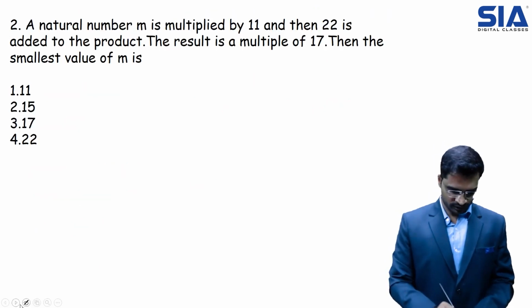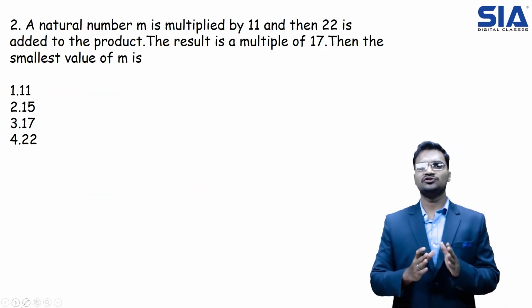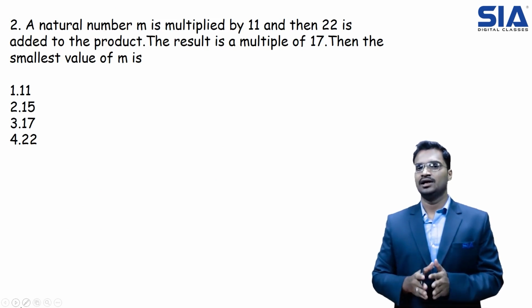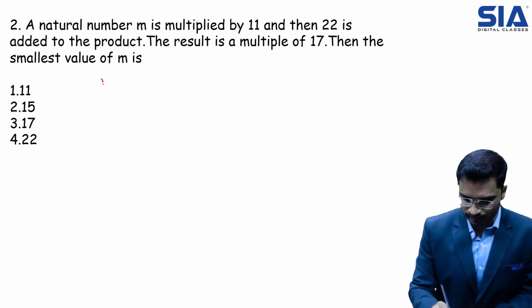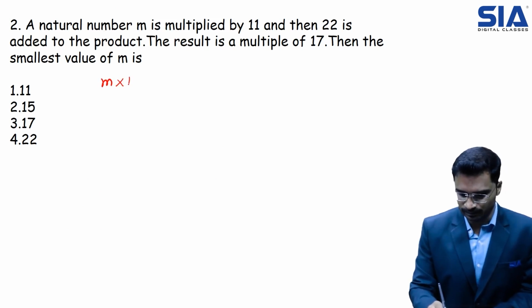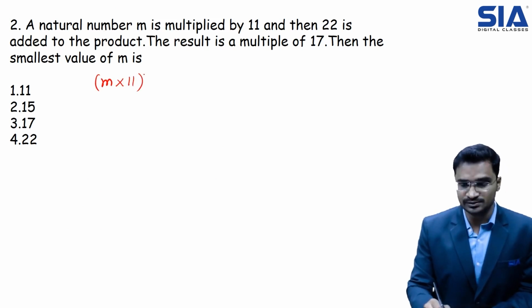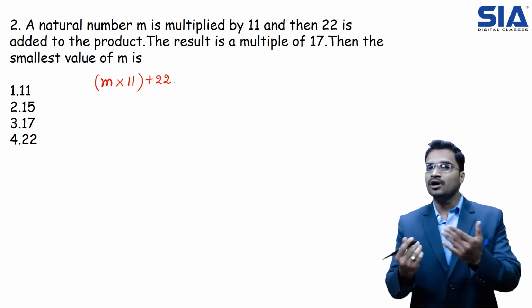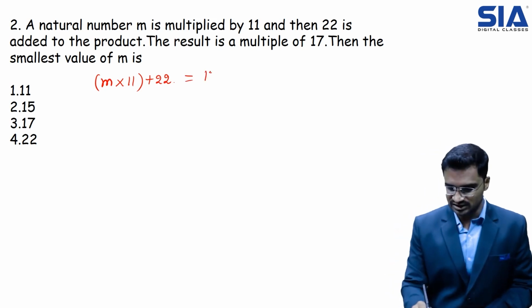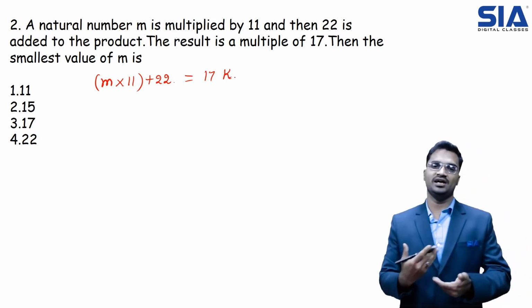Now coming to the next question. A natural number m is multiplied by 11 and then 22 is added to the product. First, suppose I have a number m. It is multiplied by 11 and then this product is added to 22. Then the result is a multiple of 17. This result is 17 into some k value.